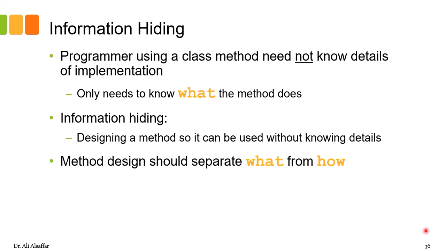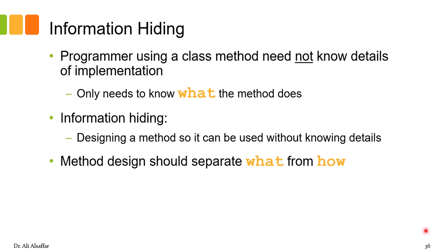So what is the idea of information hiding or data encapsulation? The idea is that programmers, if they want to use the classes, don't want to know the details of the implementation of the methods, how they work. They want to know what they do. For example, nextInt, which is part of the Scanner object. If I want to use this method, I don't need to know, as a programmer, as client code, the details of how it does its job. All I want to know is what it does.